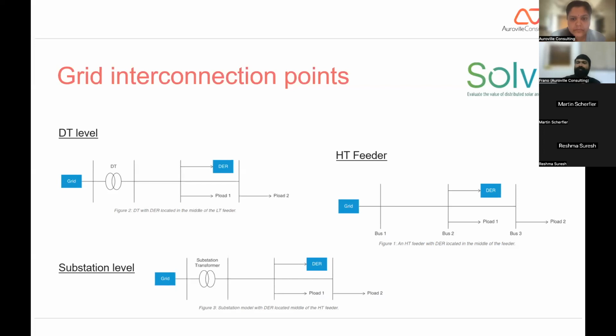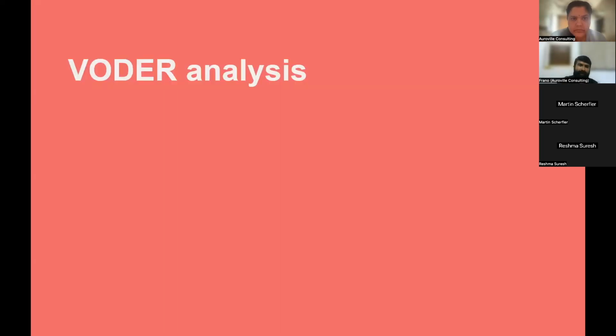And to move forward, we will then proceed to check the second aspect of the analysis, that is the VODER analysis, the value of DER analysis. Here we explain the considerations and the components that we have considered while establishing the network benefits and the societal benefits to provide us the value of DER at the end of the simulation.